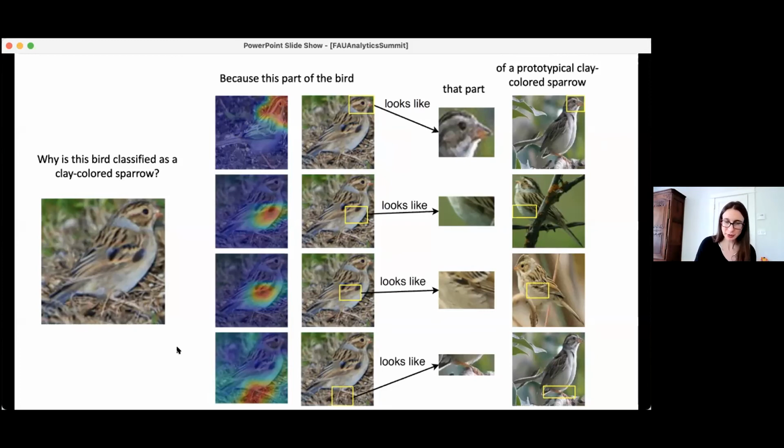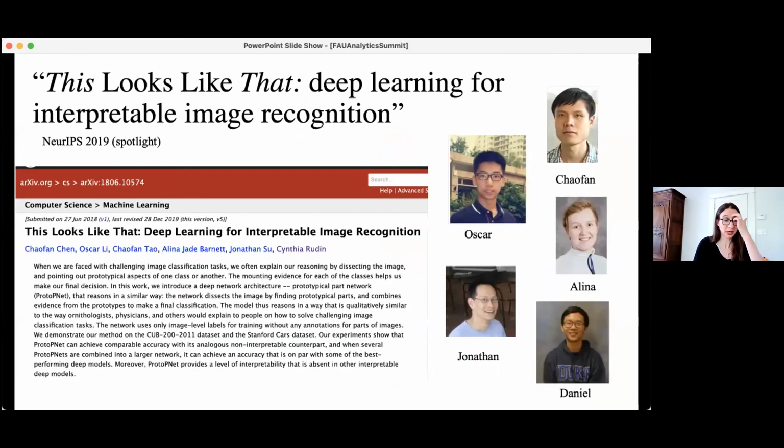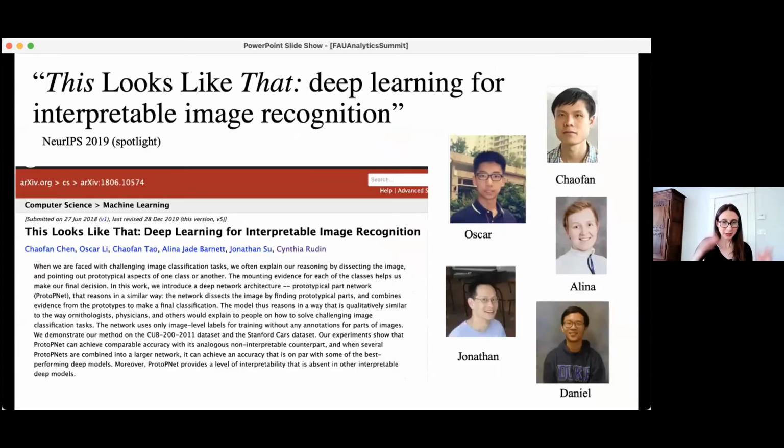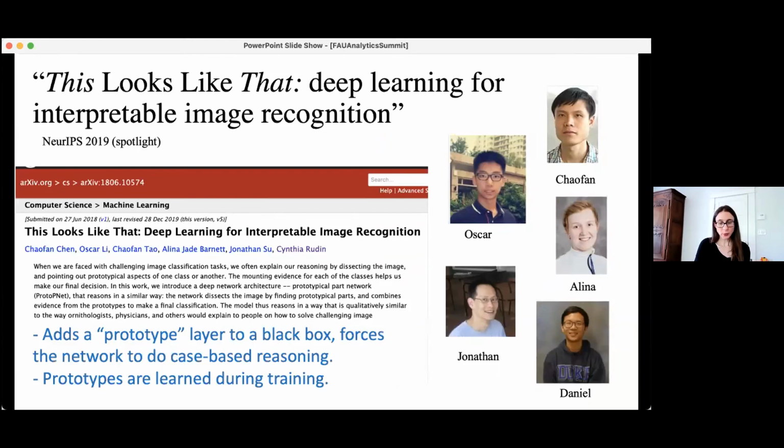So let me give you a little more detail on how the computation works. By the way, because the network is saying this looks like that, and this looks like that, and that's how it's computing, we called the paper This Looks Like That. The technique lets you start from your favorite black box deep neural network and add a layer called a prototype layer, which forces the network to do this sort of case-based reasoning, reasoning about how similar things are to other things. The prototypes and everything are learned during training.